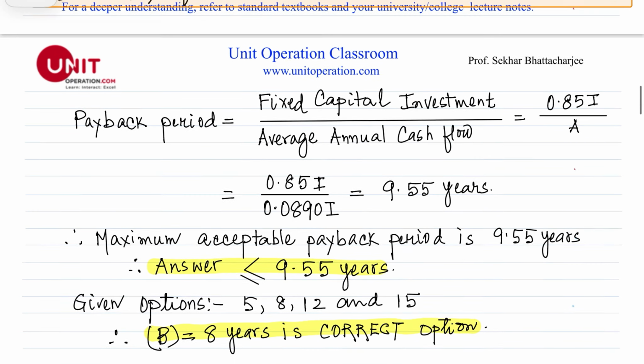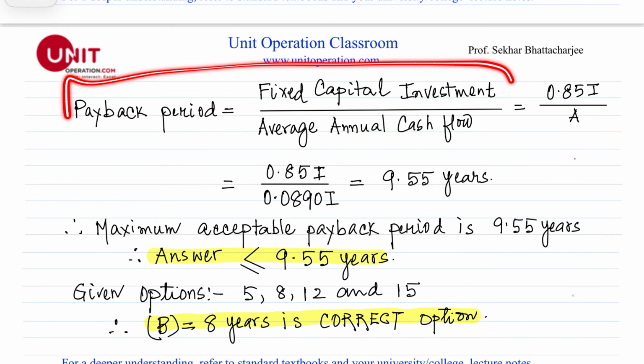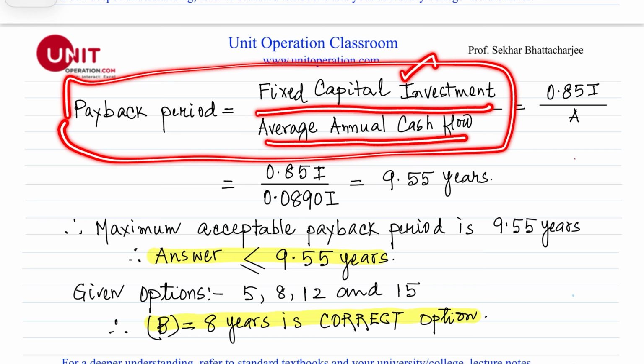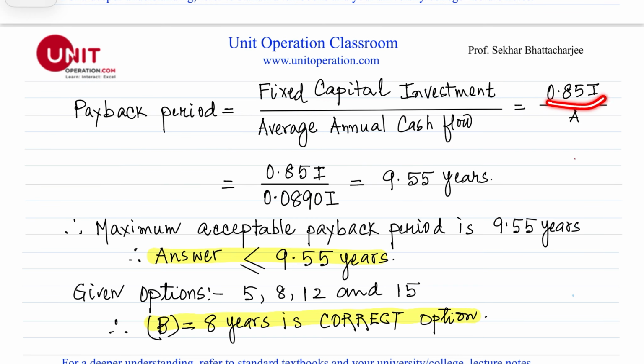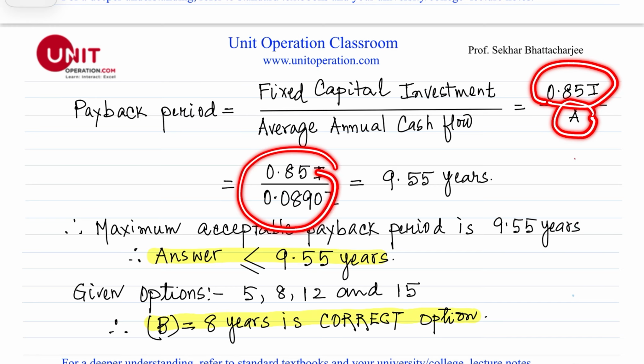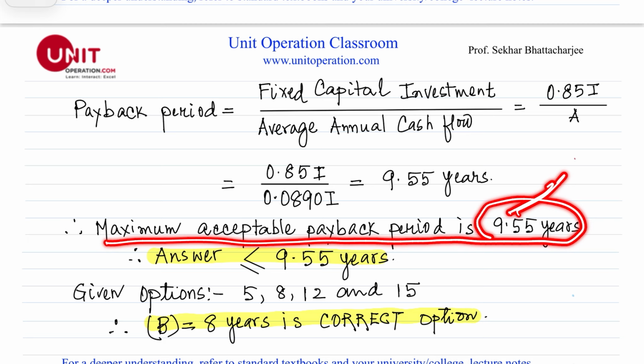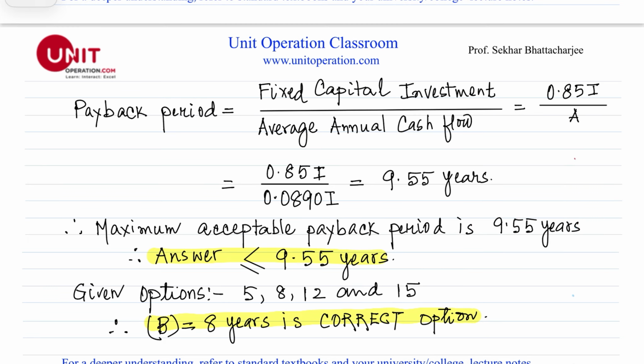All right. Payback period is defined by this equation. What is the fixed capital investment? That means the initial investment divided by the average annual cash flow. Fixed capital investment is 0.85I, and A we have just calculated. So we substitute this value, we get 9.55 years. Now the maximum acceptable payback period is going to be 9.55 years maximum. That's the maximum, okay, with this 4.95% rate of return. So the answer should be less than or equal to 9.55 years.